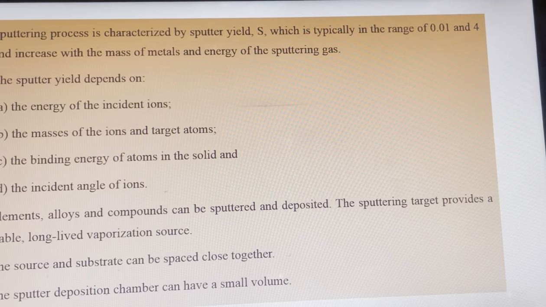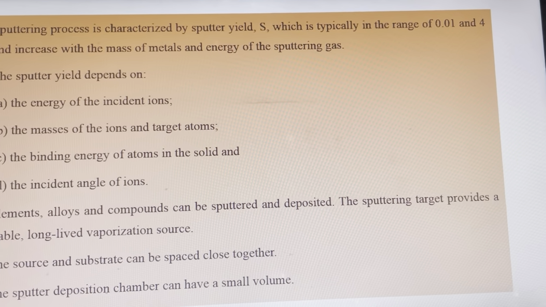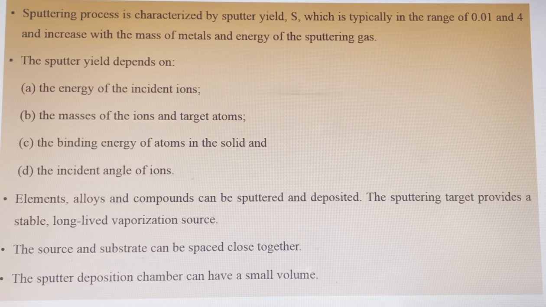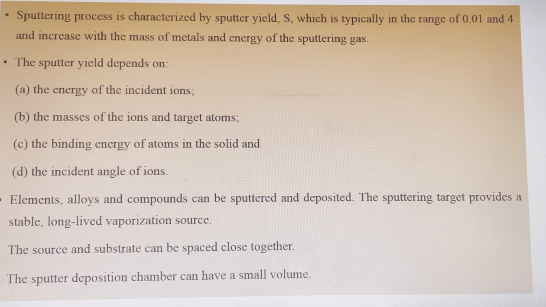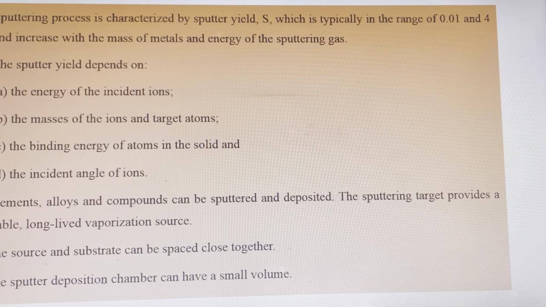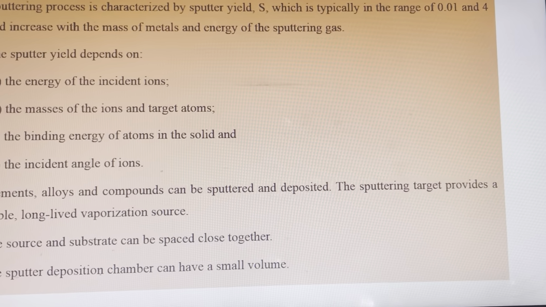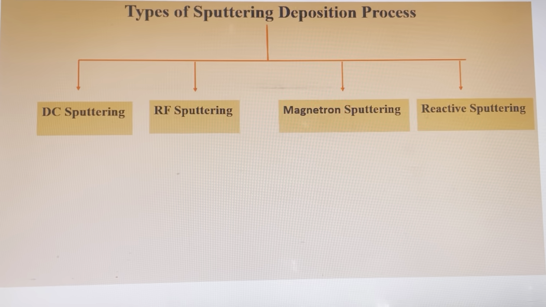Elements, alloys and compounds can be sputtered and deposited. The sputtering target provides a stable, long-lived vaporization source. The source and substrate can be spaced close together. The sputter deposition chamber can have a small volume.